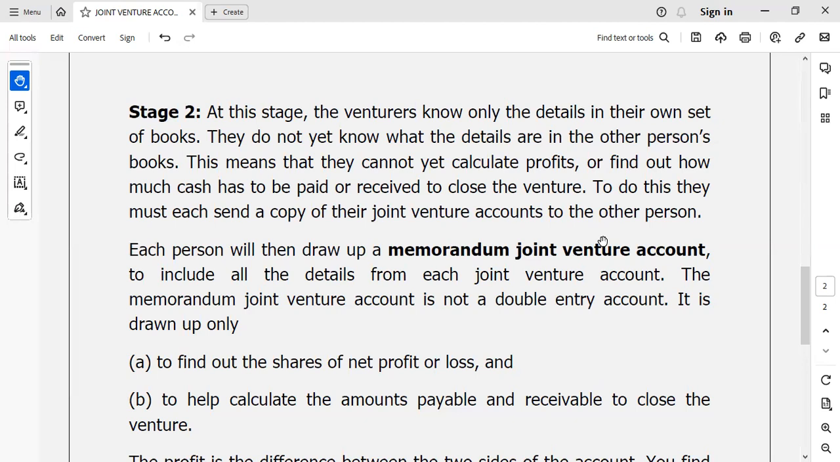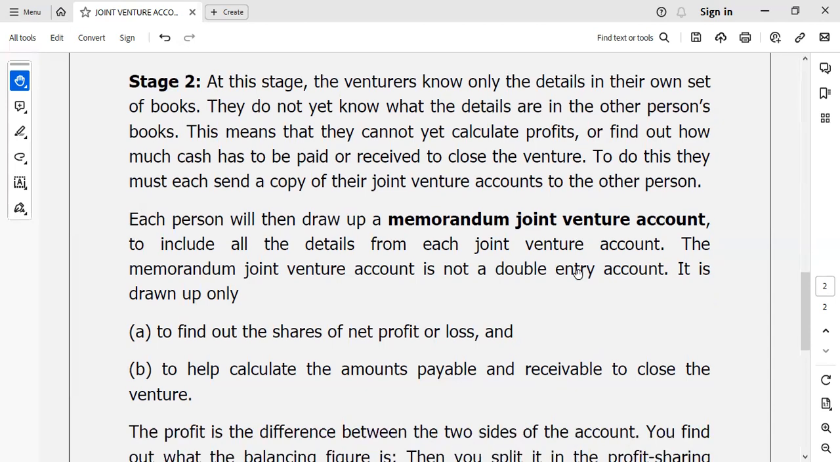The memorandum joint venture account is not a double entry account. In reality, it's like an income statement for the venture. This memorandum joint venture account reveals the profits or losses generated by the venture. It's drawn up to find out the profits, or the shares of the net profit or loss, and then to calculate the amounts payable and receivable to close the venture.